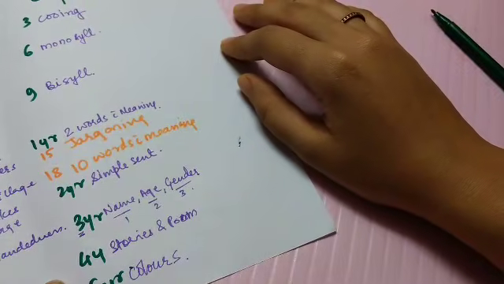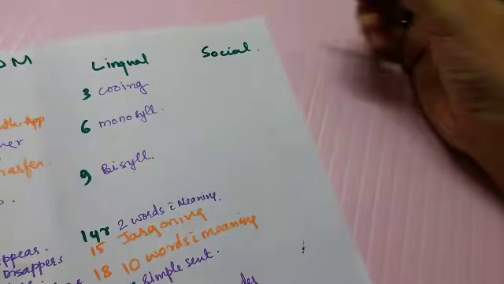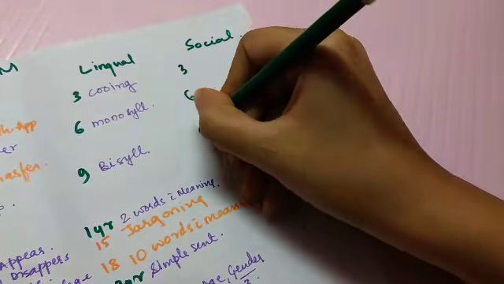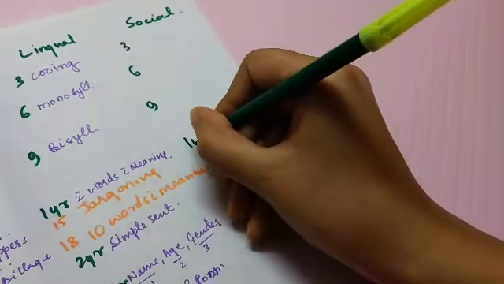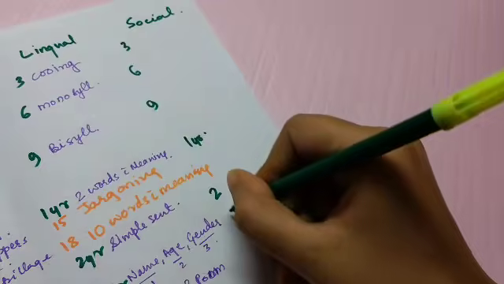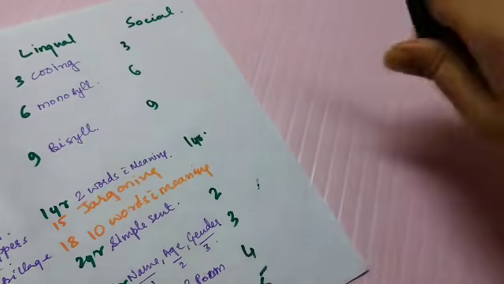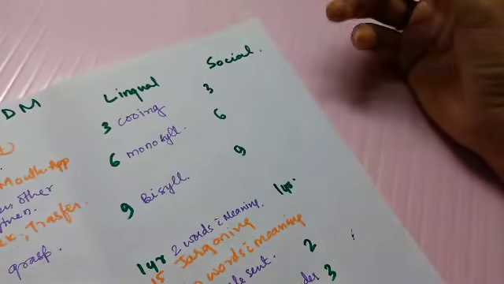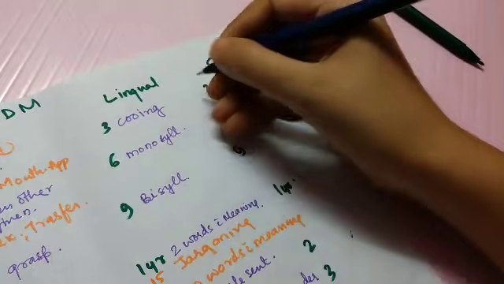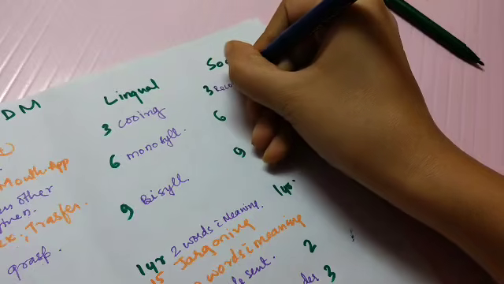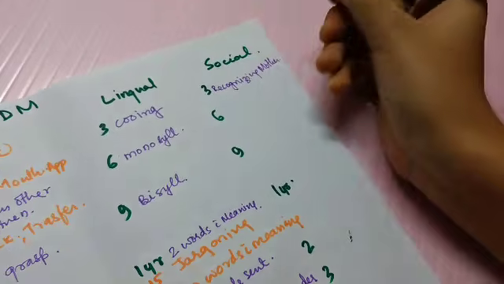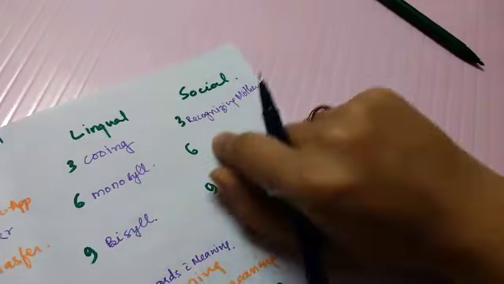Now coming to our last one, the social milestones. Let's start with 3, 6, 9, and 1 year, and 2, 3, 4, 5. What we'll do in social milestones is at 3 months the child starts recognizing mother. Okay, so the child is recognizing its mother at 3 months.